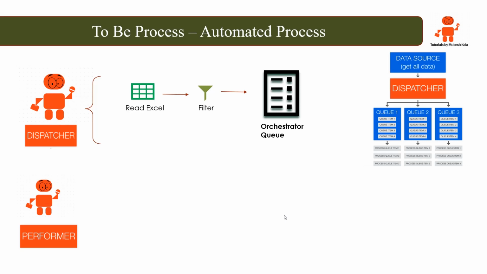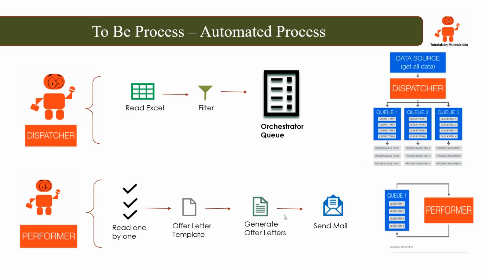Now coming to the performer, what exactly is the performer robot going to do? The performer robot is going to read each and every item from the queue which the dispatcher has filled. It is going to read the offer letter template from a location.